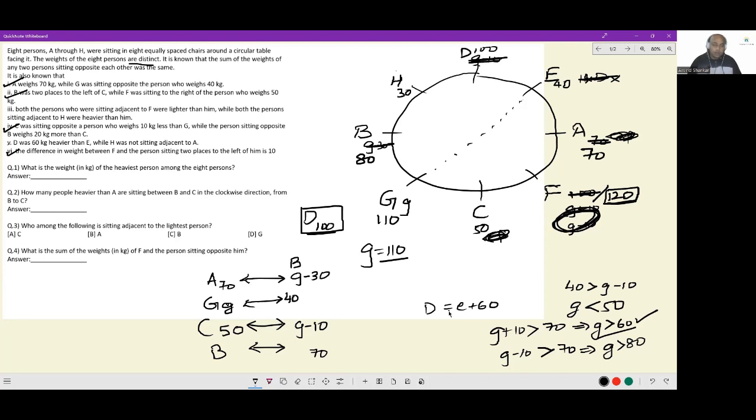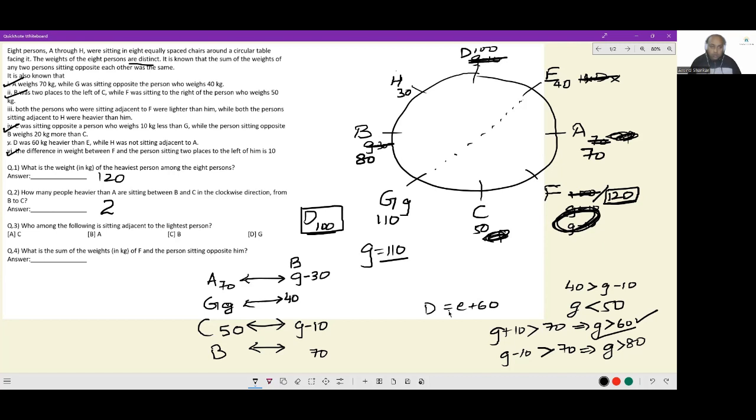Let us get to the answers of the individual questions. What is the weight in kg of the heaviest person among the 8 persons? Heaviest person is F with 120 kg. How many people heavier than A are sitting between B and C in clockwise direction? Between B and C, heavier than A, more than 70. Not H, yes D, not E, not A, yes F. So there are 2 people heavier than A sitting between B and C in the clockwise direction.